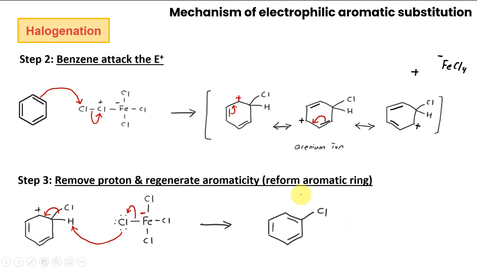So here you go, you have your final structure, a monosubstituted benzene, chlorobenzene. And also, you are generating the side product HCl and the Lewis acid, FeCl3.